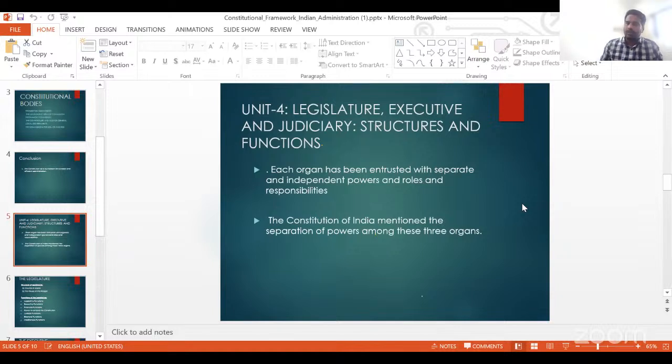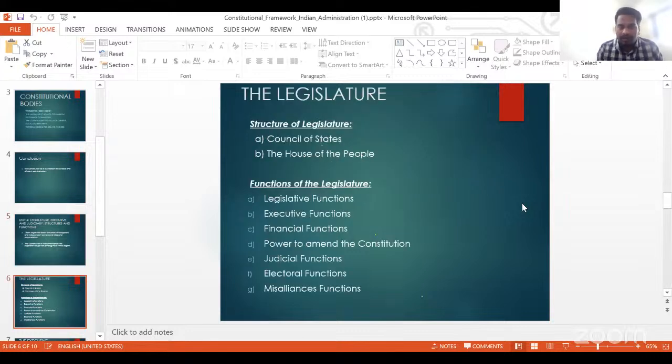How these powers and structures have been maintained, how the separation of powers and the balance have been maintained, we will look after next. We will look into the legislature, executive, and judiciary. In legislature, we all know that legislature means the parliament. The parliament is the legislative organ of the Indian government.